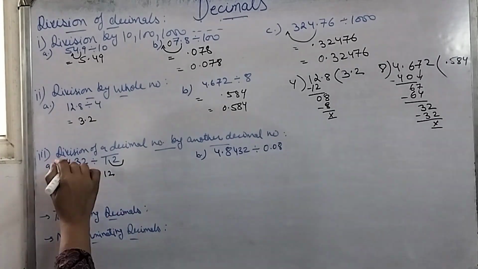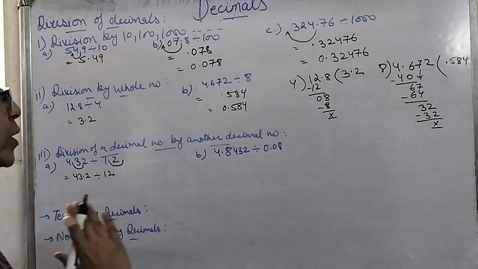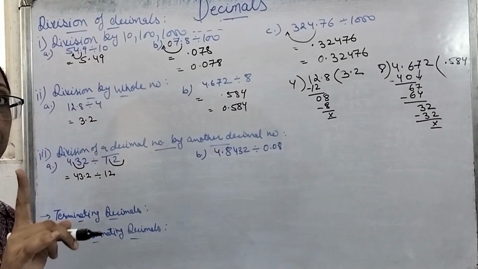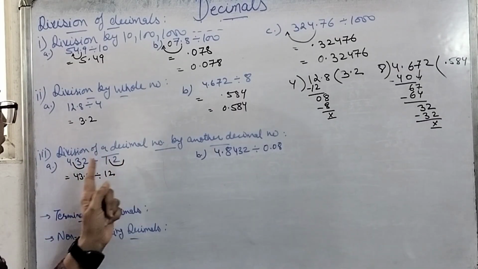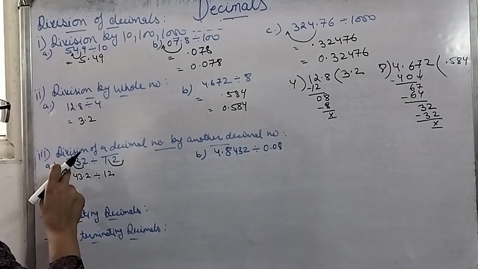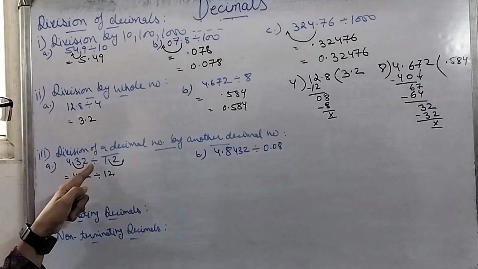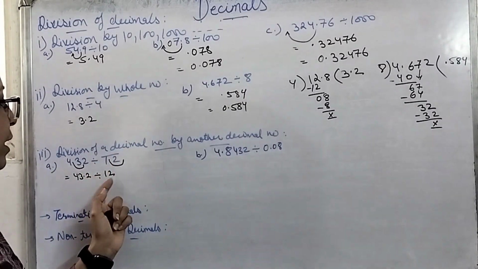What we had done is we have shifted the decimal by an equal number of places towards the right. If we shift this decimal towards right by one digit, our decimal will be removed. So we have shifted it by one digit. So we have shifted in the dividend also the decimal towards the right by one digit. So this number 4.32 will become 43.2 now, and 1.2 will become 12 now.